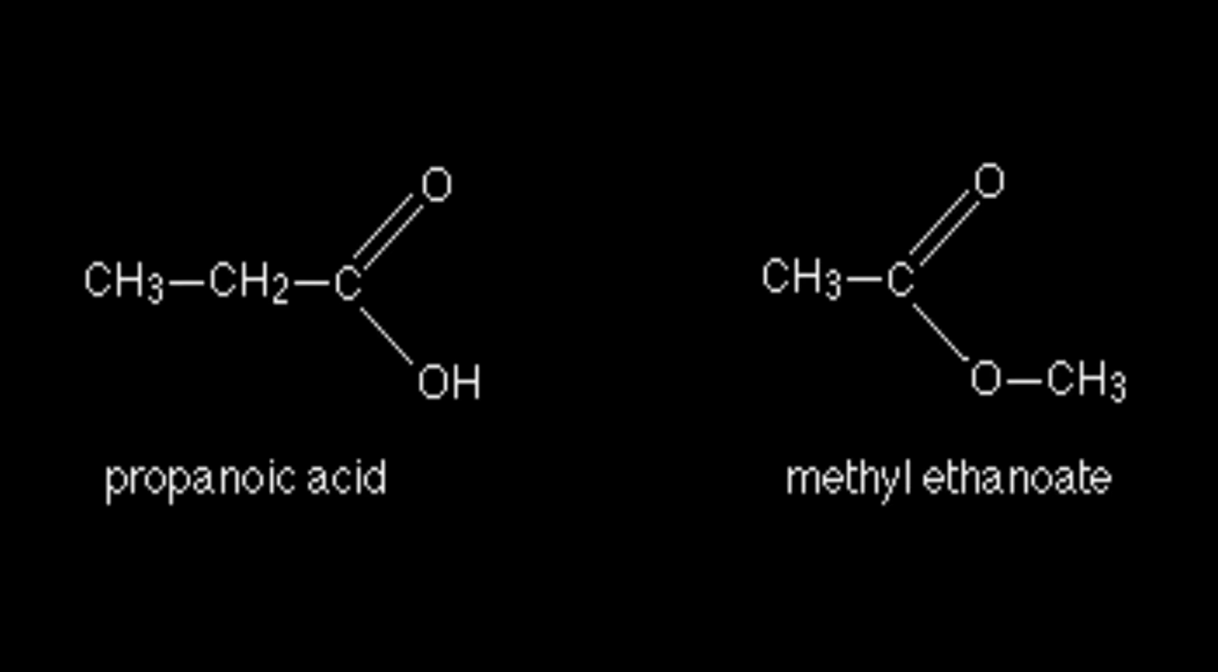Another common example is illustrated by the molecular formula C3H6O2. Amongst the several structural isomers of these are propanoic acid, a carboxylic acid, and methyl ethanoate, an ester. Those are for structural isomerism. The second type of isomerism in organic compounds is stereoisomerism.